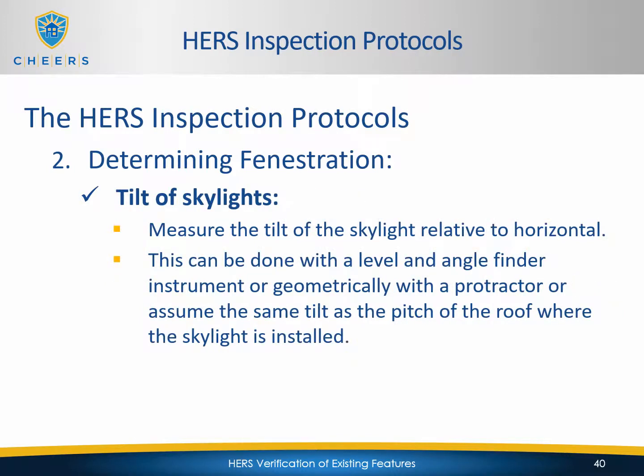You want to measure the tilt of the skylight relative to the horizontal, and this can be done with a level or angle finder instrument or geometrically with a protractor, or assume the same tilt as the pitch of the roof where the skylight is installed. And you can find that on the plans as well.